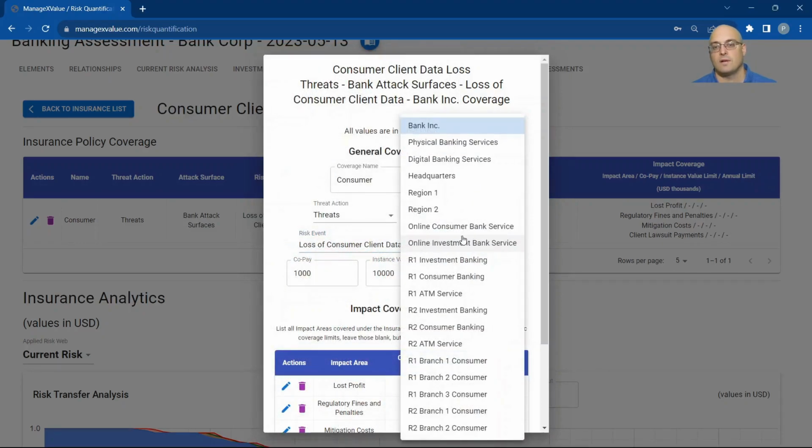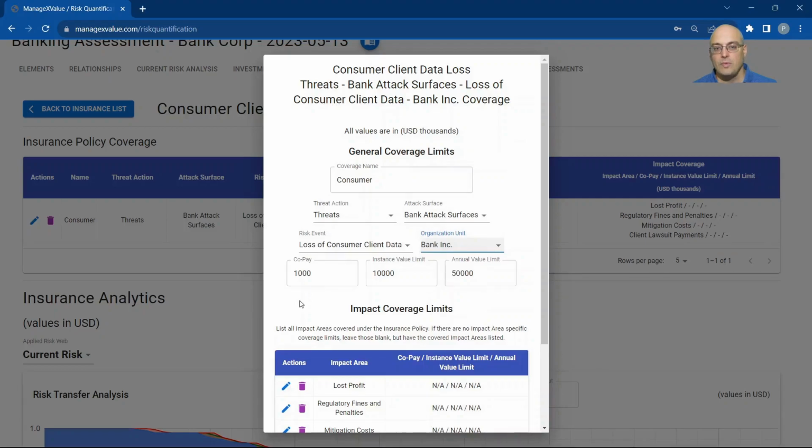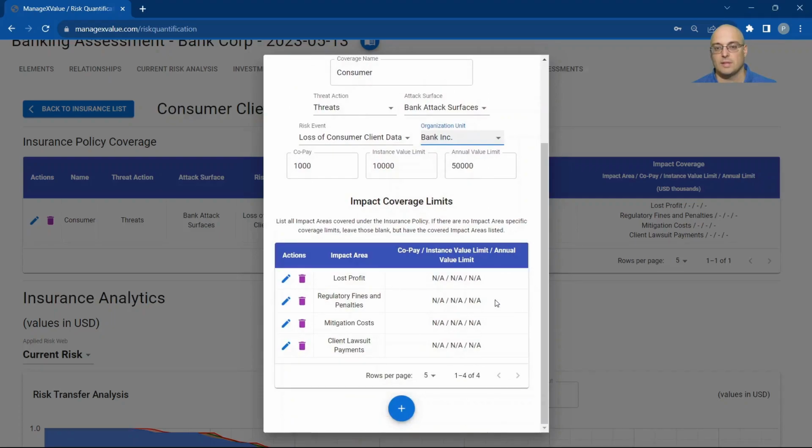And of course, if you have a larger business or organization with multiple business units or reporting units, you can define or specify what part of the business you want the coverage to focus on. You can define the copay or annual deductible or risk event deductible, the risk event payout limit, and of course the annual payout limit.